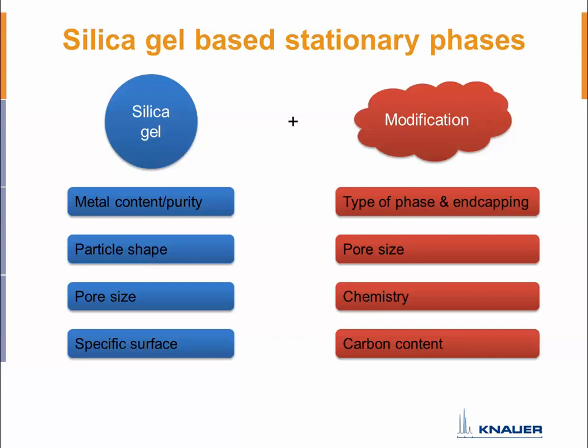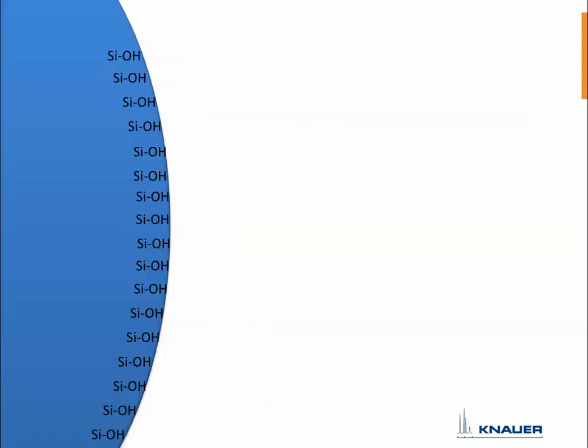So the chemistry is also really interesting. So what is the phase that you bring on? And in the end, for reversed phase, also the carbon content of the phase is really interesting when you compare columns. So overall, all these points lead to the selectivity of your stationary phase. And this is, you see, also the reason why there are so many different columns on the market, because there are so many points affecting their selectivity.